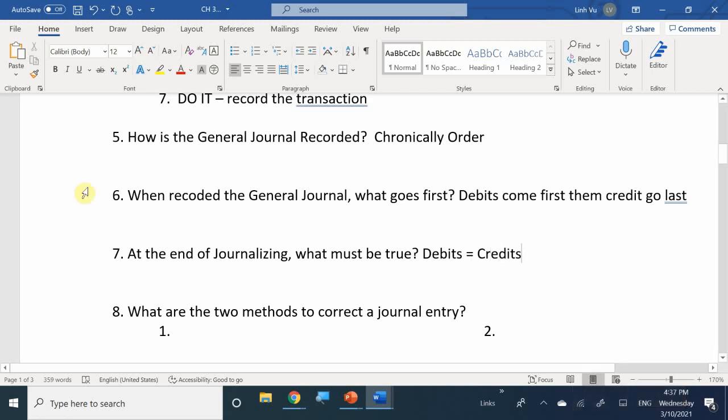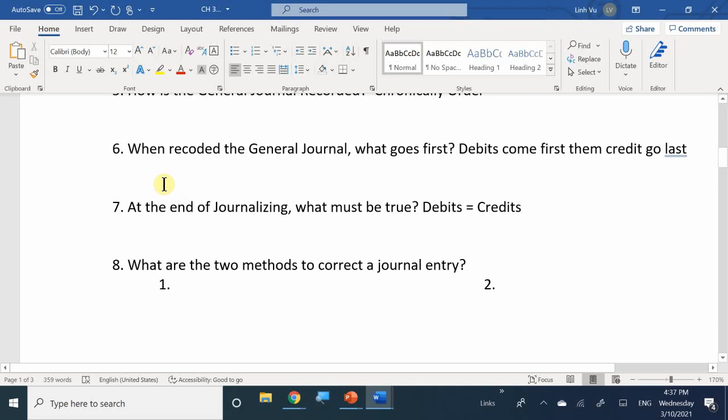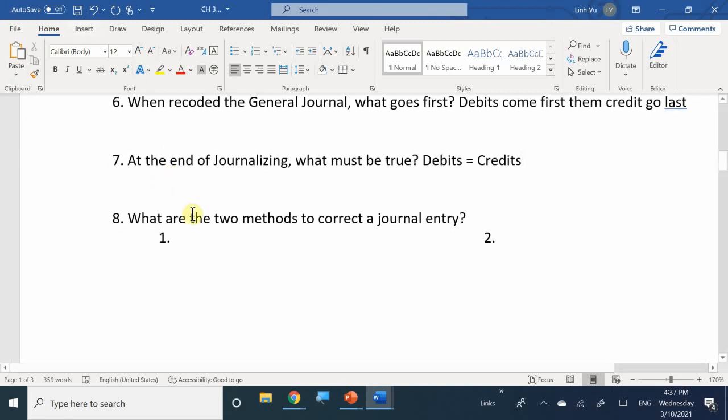All right. Number 8. What are the 2 methods of correcting journals? Reverse and reentry. Yes. And cancellation, error cancellation. Good.